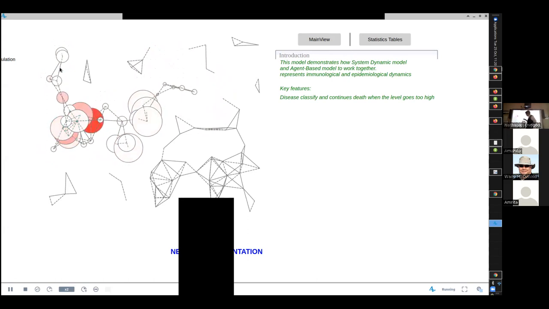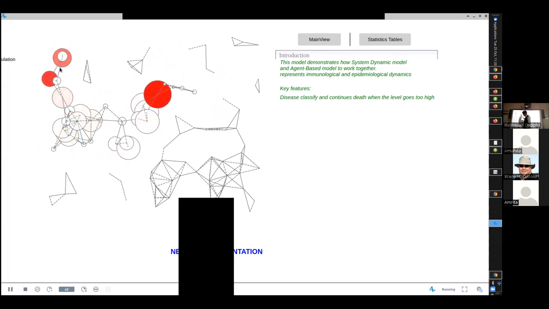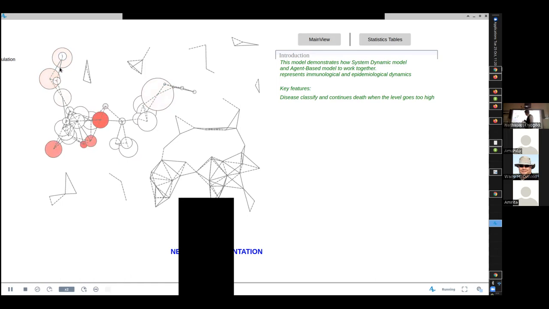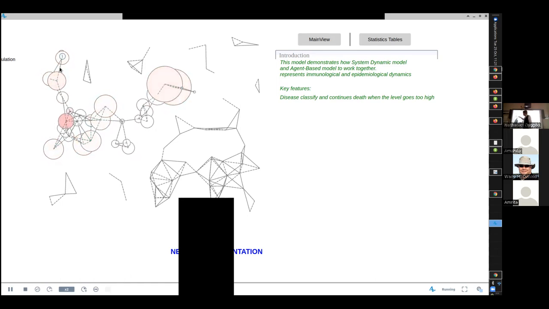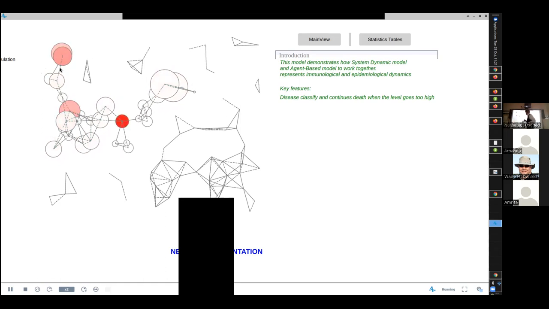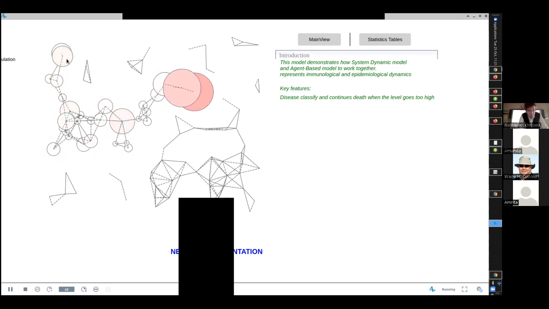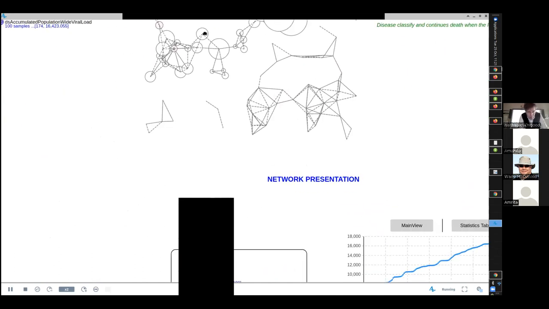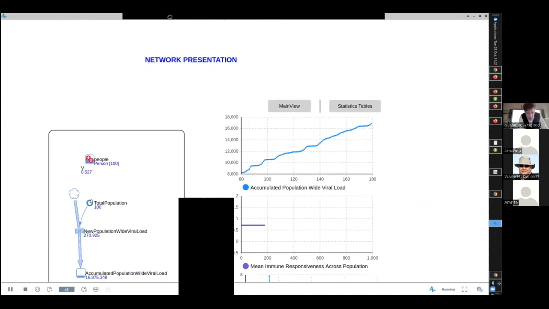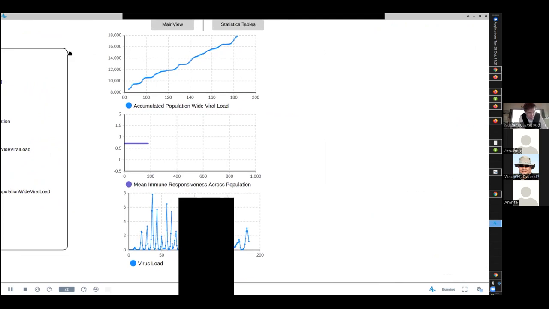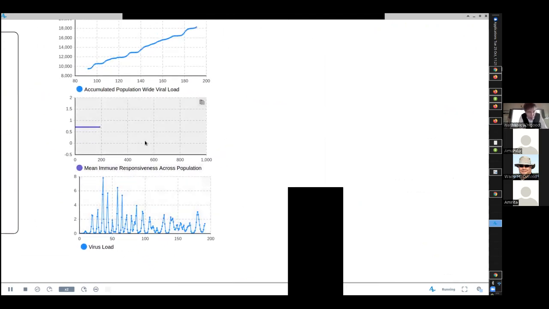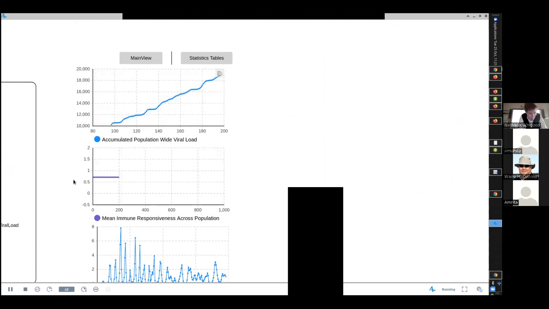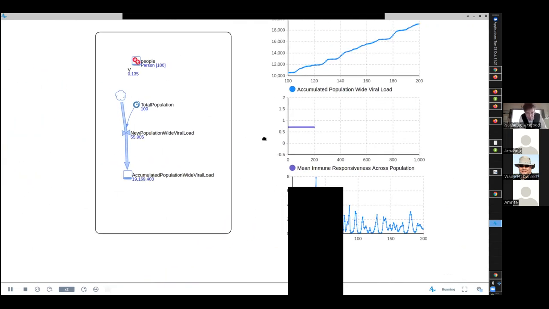So here, you can see the dynamics at an individual level sort of animated here, but it's spreading in these networks. It's spreading from person to person in the network. So there's a spread through the network. And if I had been, again, more artful, I would have prepared more visuals. But down here, you can see the viral load across the population, accumulated population-wide viral load, et cetera.